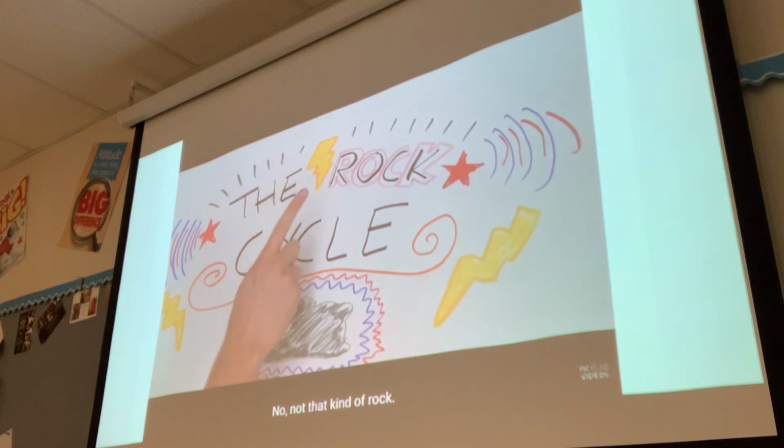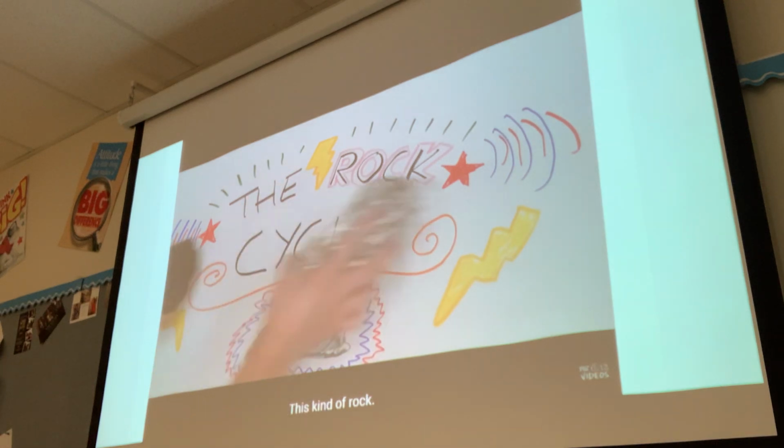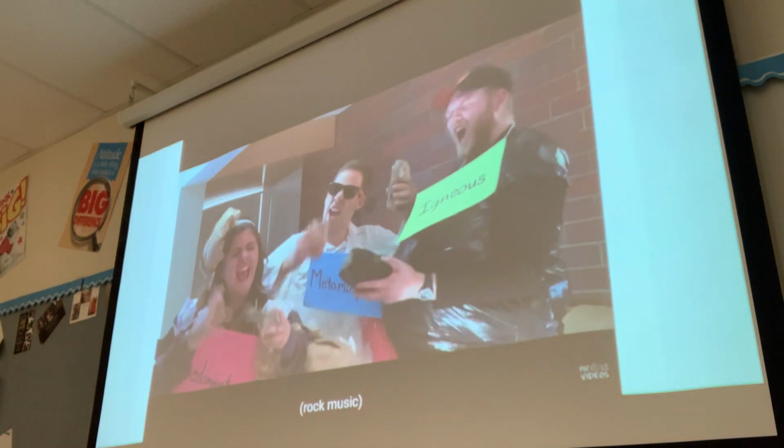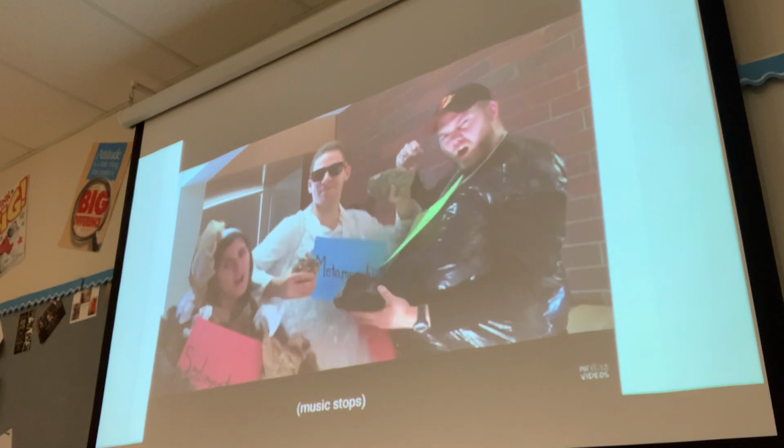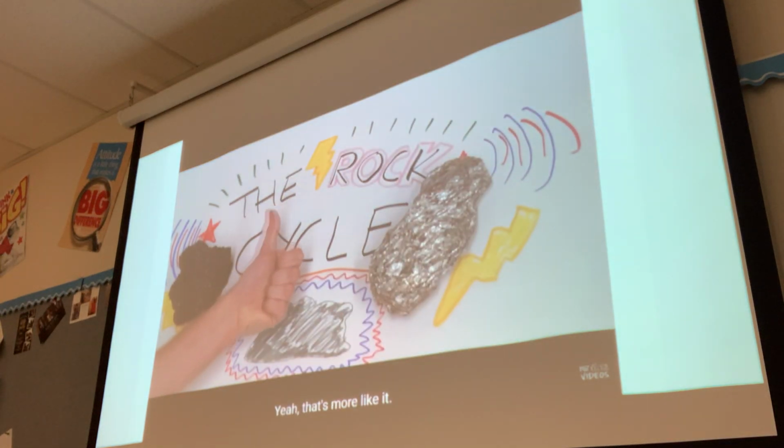No, not that kind of rock. This kind of rock. Yeah, that's more like it.